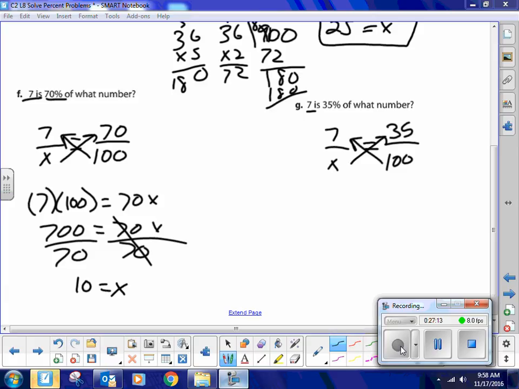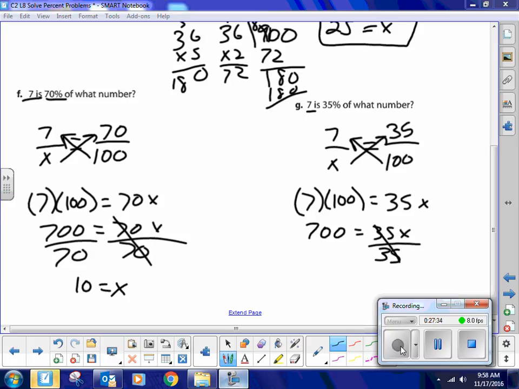All right. We cross multiply. We got 7 times 35 is equal to 100 times. Nope. Whoops. Totally screwed that up. All right. Let's try it again. It's 7 times 100 is equal to 35 times an unknown. All right. So 7 times 100 is 700 is equal to 35 times x.